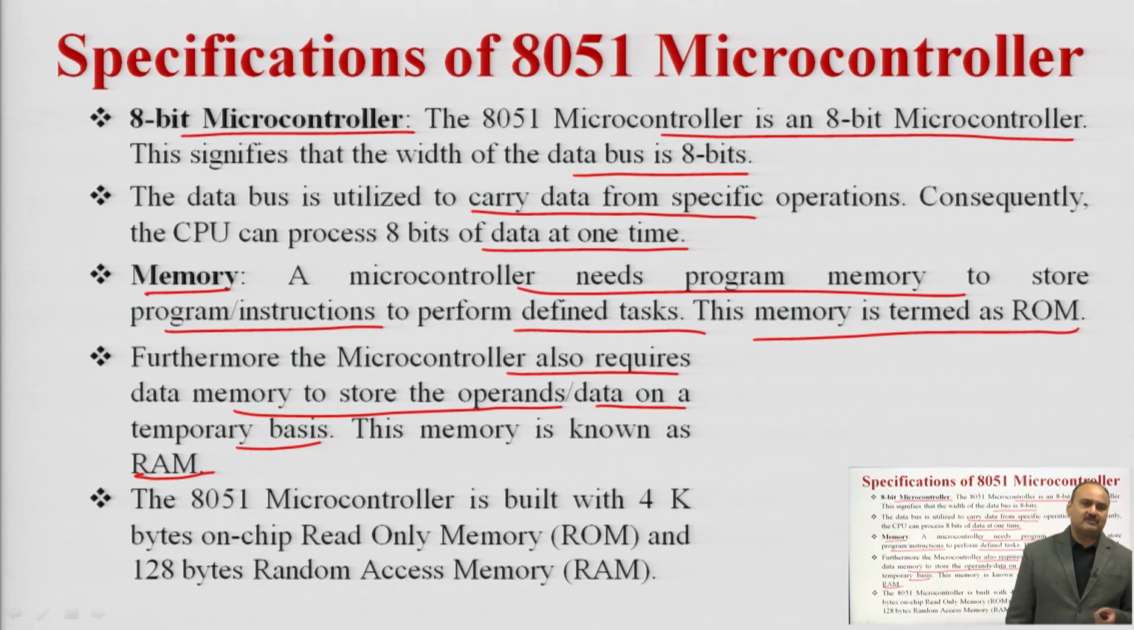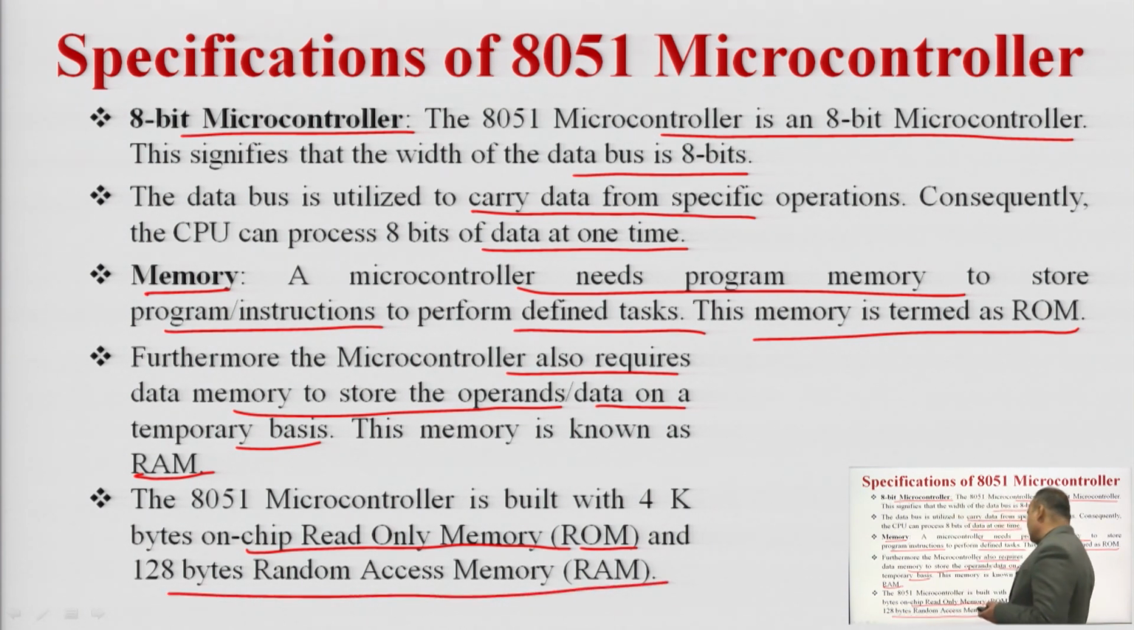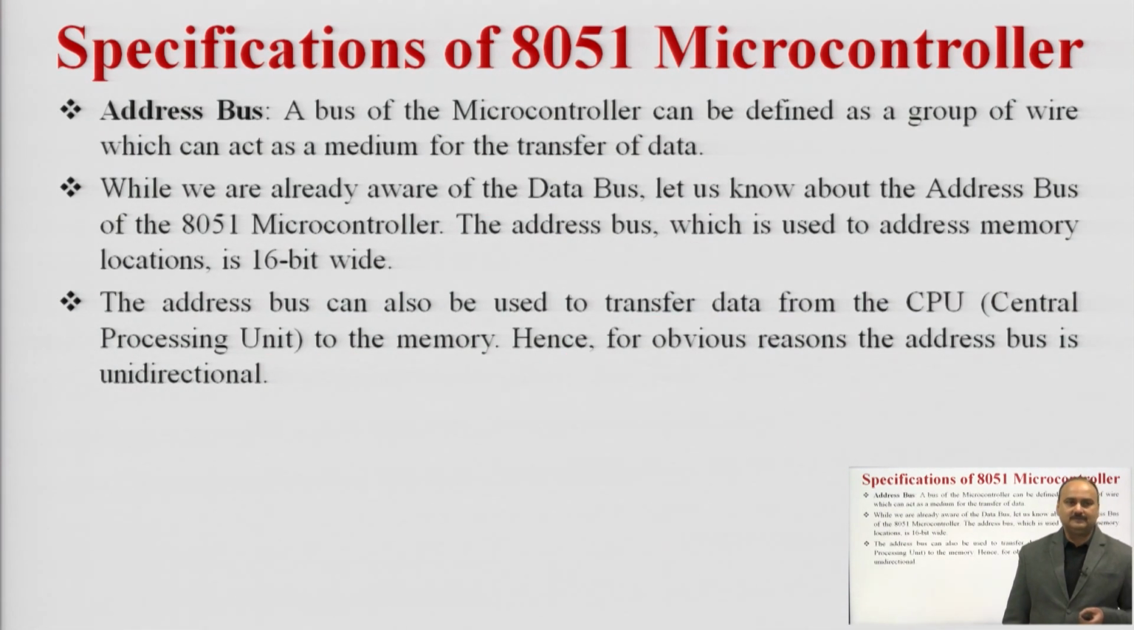So, what is the use of RAM? RAM is used for the temporary storage of data or operand, while the code memory or the program memory, that is ROM, is used for storing the program and instruction to perform a particular task. The 8051 microcontroller is built with 4 kilobytes of on chip read only memory, that is ROM, and 128 bytes of random access memory, that is RAM. So, these are the features of 8051 microcontroller.